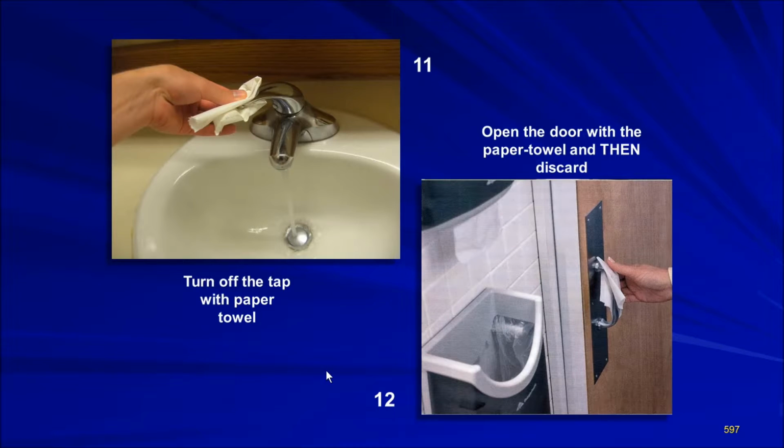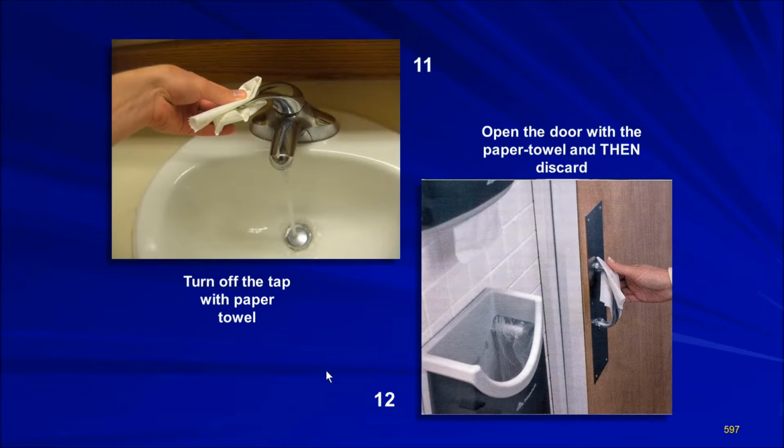Then step number 12, you want to open the door with the paper towel, and then once you have the door propped open with your foot, with your behind, then you want to discard the paper towel, either in the trash can if there's a trash can beside the exit door. If not, be prepared to find a trash can outside of the bathroom, because there may not be one within reach of the exit door.